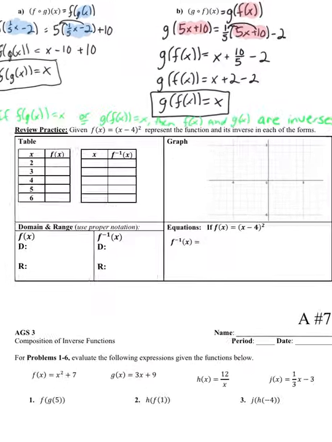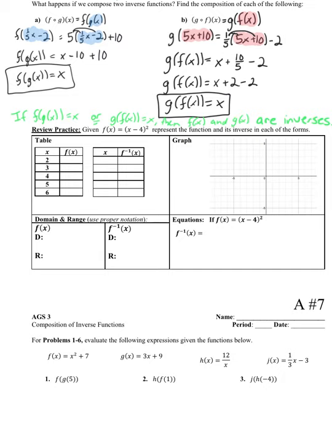Okay. Last thing today, just a little bit of review practice from quadratic functions. So I have f of x equals this quantity x minus 4 squared. I want you to represent the function and its inverse in each of these forms. So first create a table of values of the function and its inverse, then the graph, and then I want you to list the domain and range of the function and its inverse, and then finally in equation form, write the equation of the inverse of this quadratic function. Okay, so take a couple minutes to work on that. I'll give you about 10 minutes to work on that, and then we'll wrap it up for the day.